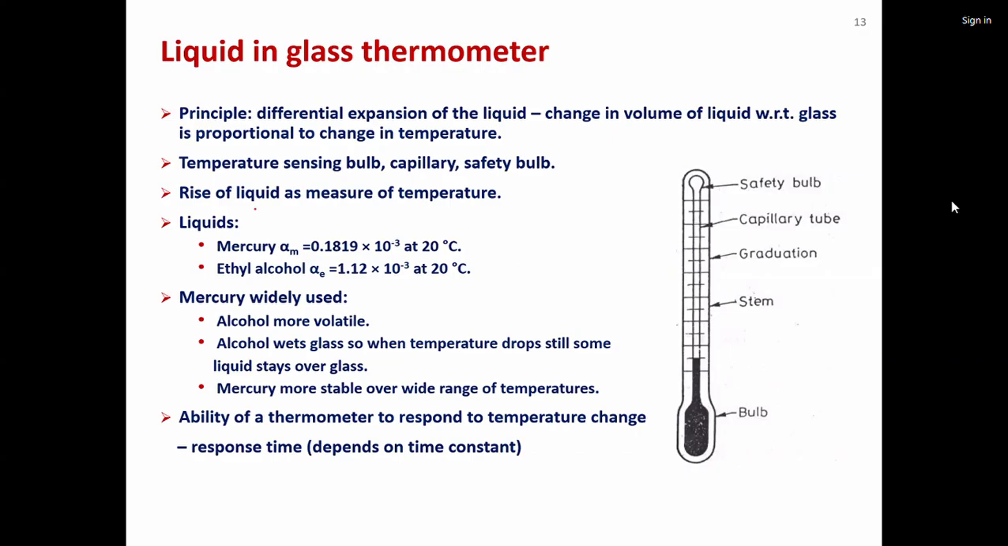The principle of the thermometer is the differential expansion of the liquid. That means the liquid that is inside this thermometer, which is mercury, expands much faster than the glass material itself. Because if the mercury and glass material both expand the same way at the same rate with temperature, then you won't basically see the mercury rising. The mercury rises because the mercury expands much faster compared to the expansion of glass as a material with increasing temperature.